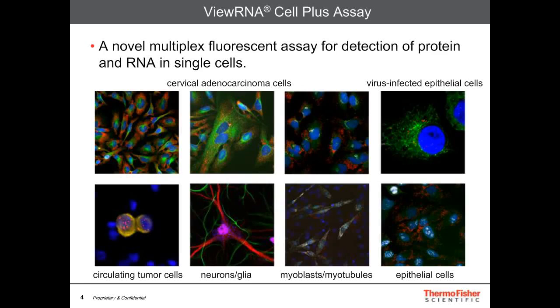And this assay is what we call the ViewRNA Cell Plus Assay. So it's a novel assay. It uses multiplex fluorescence to detect protein and RNA in single cells. And this group of images really shows the breadth of the assay and the different types of cells that it's been used to look at different proteins and RNA.